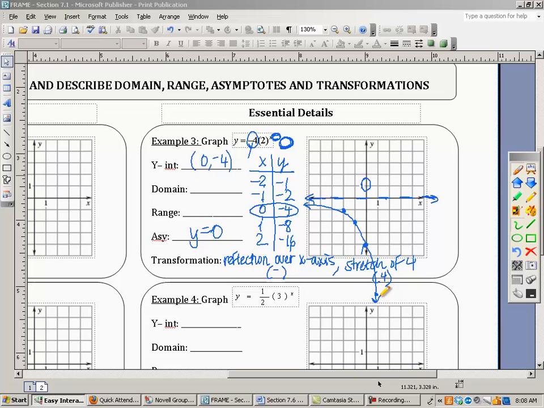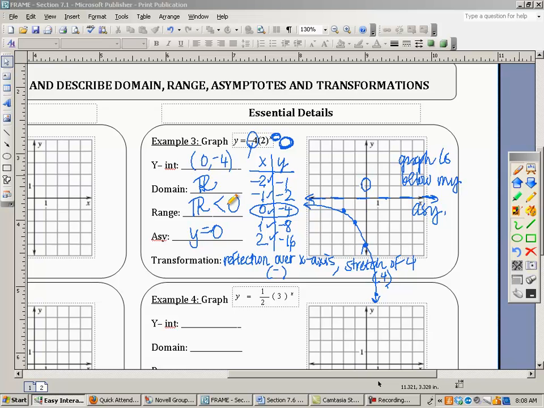Okay? Now, domain, I still have positives, negatives, and 0. So my domain is all reals. This time, my graph is below my asymptote. And if it's below my asymptote, I say all reals less than my asymptote number, which is at 0, so less than 0. It can't be equal to because, again, it can't touch my asymptote.